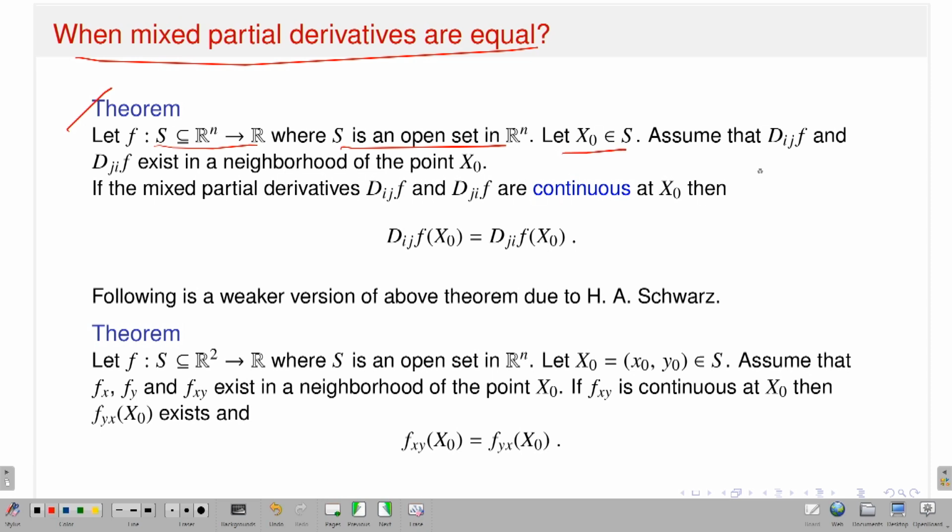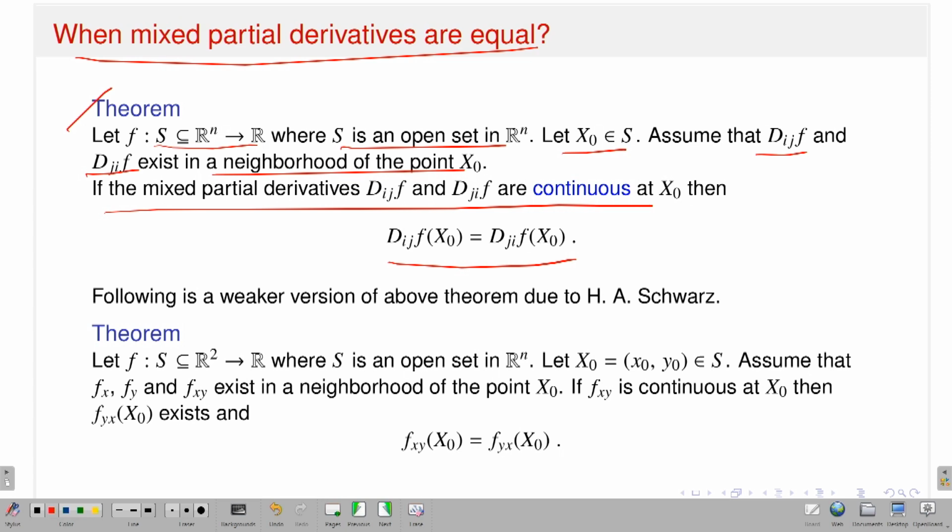So what is my assumption? I am saying that dijf and djif exist. That means the mixed partial derivatives exist in a neighborhood of x naught. I want to talk about continuity later, so to talk about continuity I need the existence of the mixed partial derivatives in a neighborhood of x naught. So I assume that the mixed partial derivatives exist in a neighborhood of the point x naught. Not only that, if the mixed partial derivatives are continuous, that is an extra assumption, then I can always say that yes, their values will be equal.